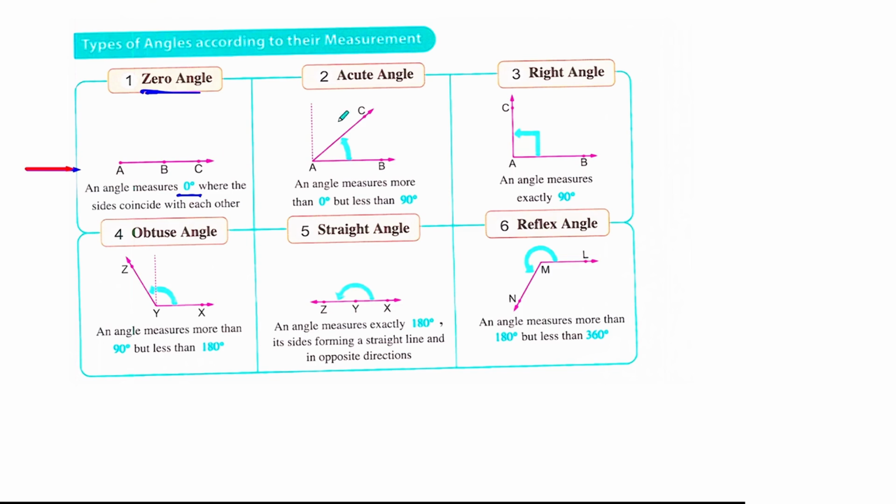0 degrees. Then you have the acute angle, and the measure of the acute angle is between 0 and 90. At the start, it's between 0 and 90 degrees.